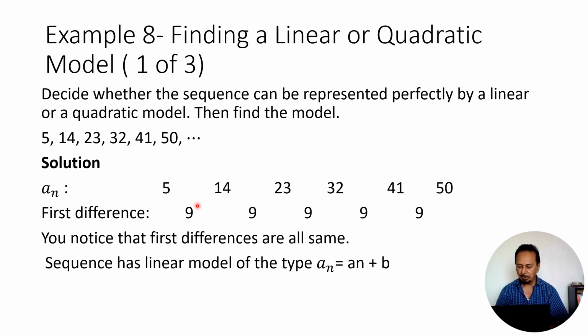Write down all the terms: 5, 14, 23, 32, 41, 50. And then find the consecutive differences. So 14 minus 5 is 9, 23 minus 14 is 9, 32 minus 23 is 9, 41 minus 32 is 9, 50 minus 41 is 9. So the first differences are all the same. So we'll say the sequence is a linear model of the type a sub n equals a n plus b. So now we have to find a and b.